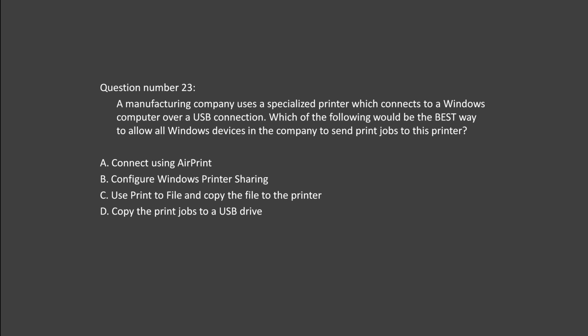Question number 23. A manufacturing company uses a specialized printer which connects to a Windows computer over a USB connection. Which of the following would be the best way to allow all Windows devices in the company to send print jobs to this printer? Option A. Connect using AirPrint. Option B. Configure Windows printer sharing. Option C. Use print to file and copy the file to the printer. Option D. Copy the print jobs to a USB drive.